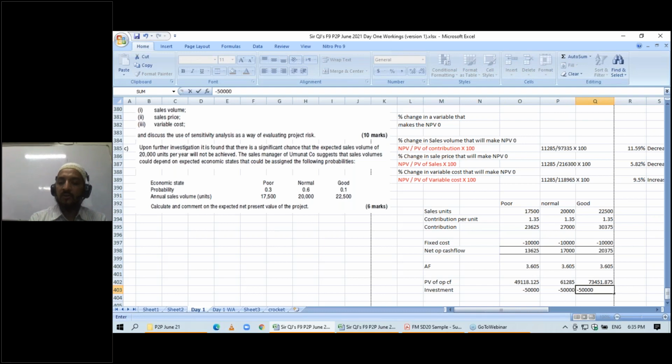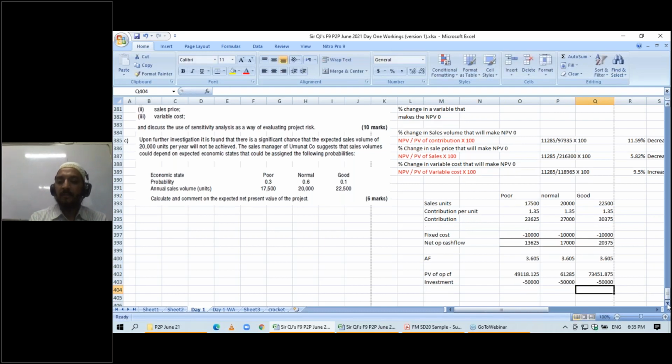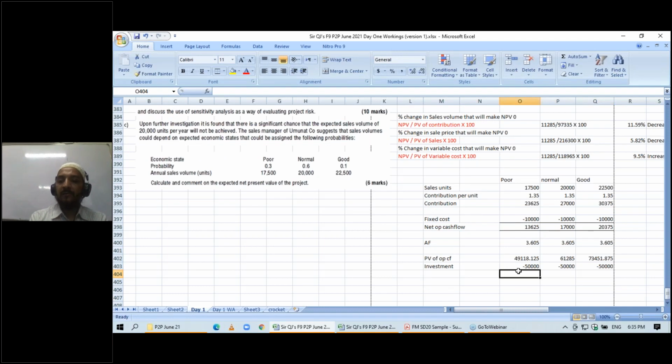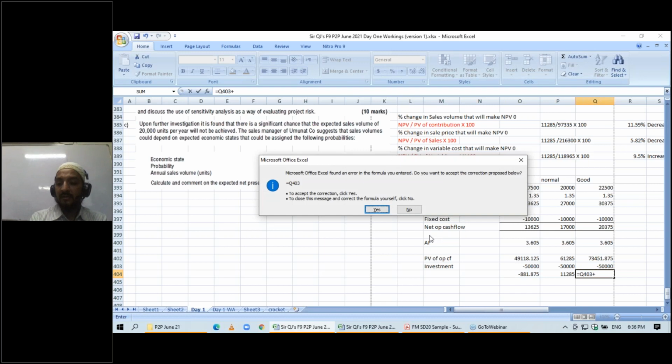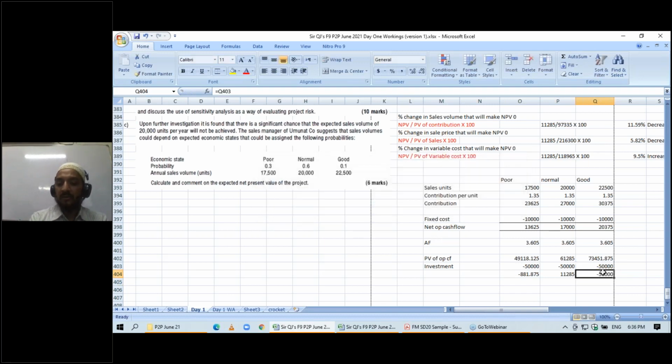So in all the cases I have deducted 50,000, which is the initial investment. Only the sales volume was changing. So I'm calculating 3 NPVs at the 17,500 level, at the 20,000 level, and at the 22,500, the good level. Now see, at the poor level the NPV is negative. So this can happen in an uncertain condition in future. It may occur that we have assessed that a normal condition will occur, but in actual a poor condition occurs. So the NPV will get negative in that case. So we should consider this in advance.